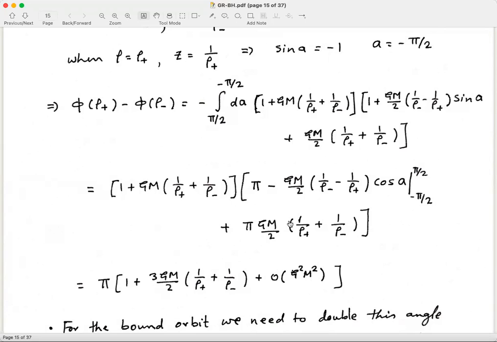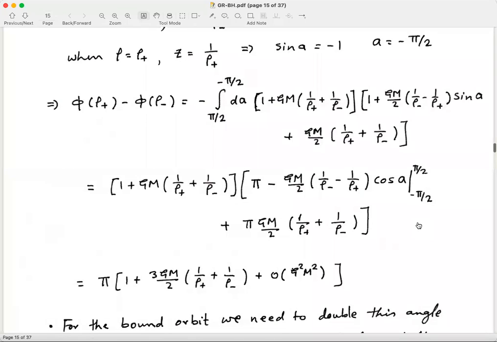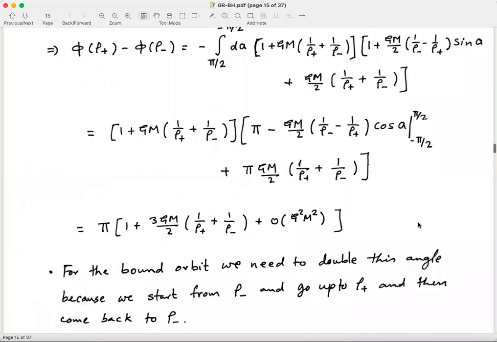Then there are gm multiplied by 1 over rho plus 1 over rho minus pieces. You can see that they add up to a 3 by 2 factor. And then there are terms which are proportional to gm squared with this, with that, and so on.